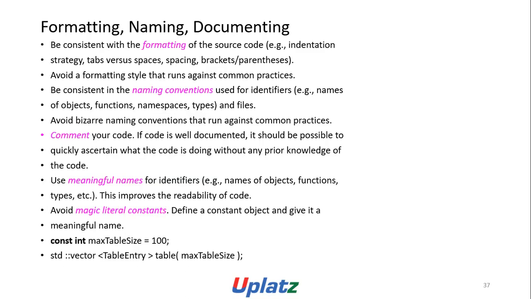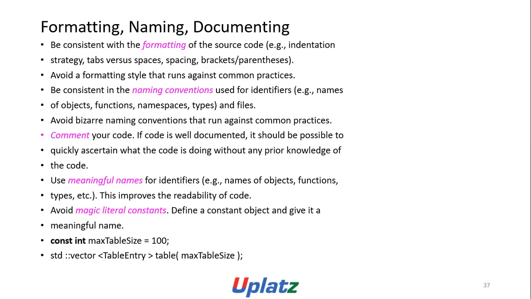Good programming practices: formatting, naming, documenting. Be consistent with the formatting of source code. Example: indentation strategies, tabs versus spaces, spacing, brackets, parentheses. Avoid a formatting style that runs against common practices. Be consistent in the naming conventions used for identifiers. Example: names of objects, functions, namespaces, types, and files. Avoid bizarre naming conventions that run against common practices.